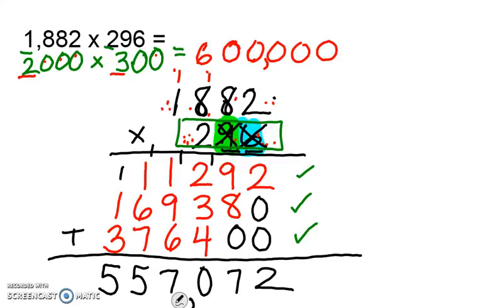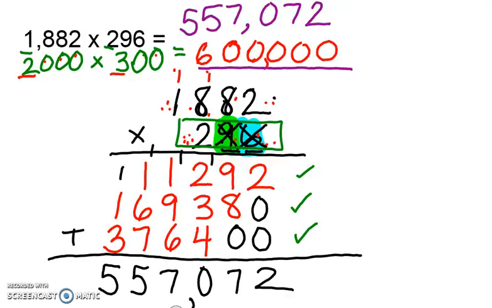When I place my comma, I see my final answer is 557,072. I'm going to write that up with my equation, 557,072. And I see that 557,000 is close to 600,000, so my answer is reasonable. That's all for today.